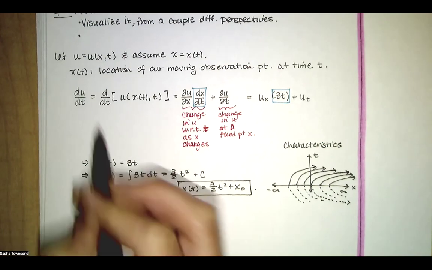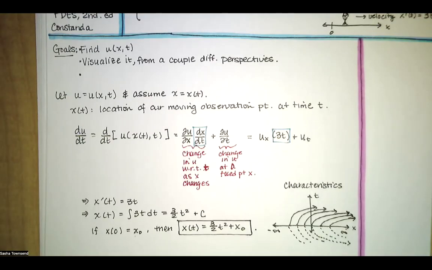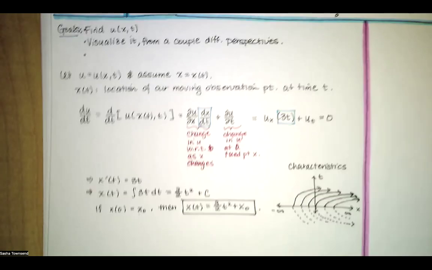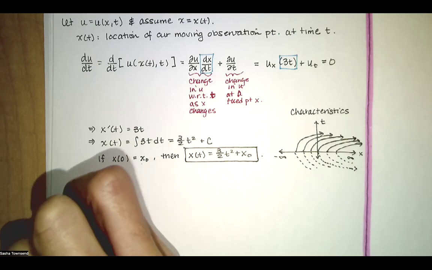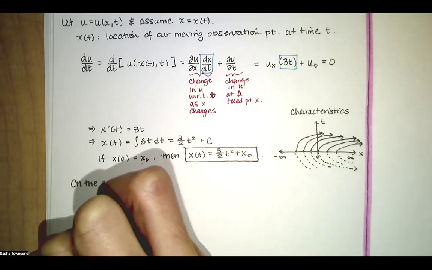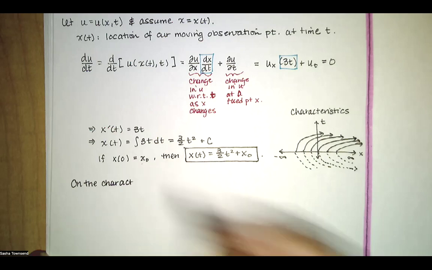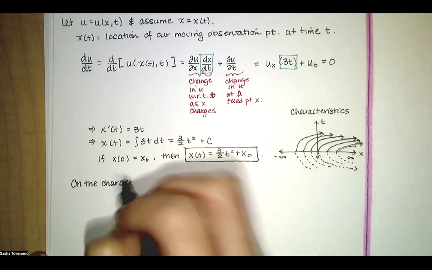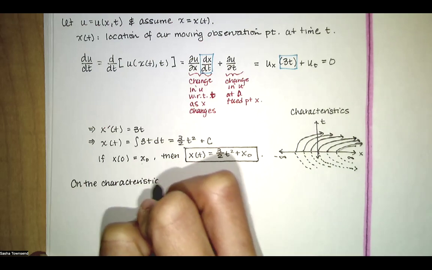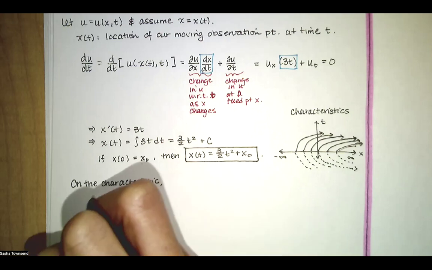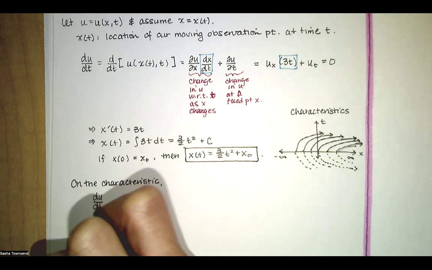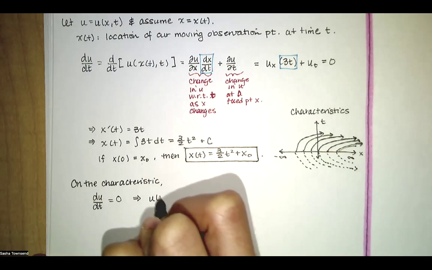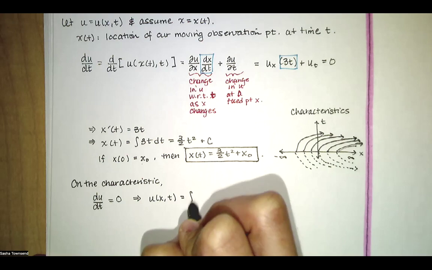Now, du dt is also equal to the right-hand side of that differential equation, which in this case is 0, same as in the last example. So we're on the characteristic. We're traveling along this path with a velocity given by 3t. And we know that du dt equals 0 there. And that means that u of x and t is equal to some constant.